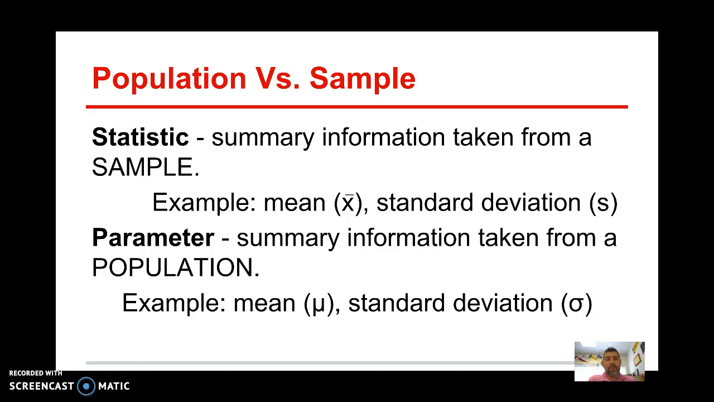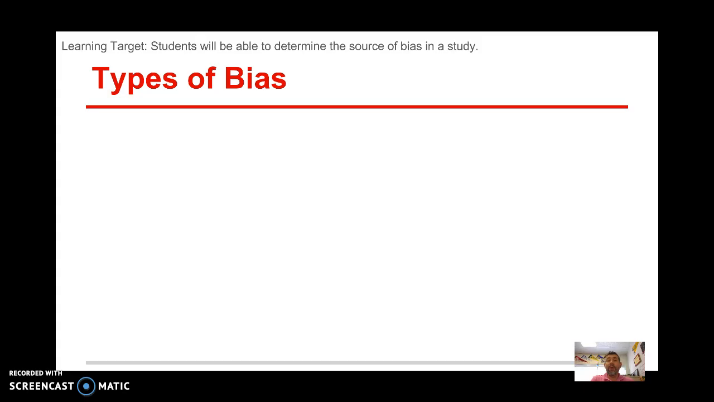Okay, so you just need to make sure you understand the difference between a population and a sample, and a parameter and a statistic, which we'll do more of later. Okay, so what types of bias do we have?